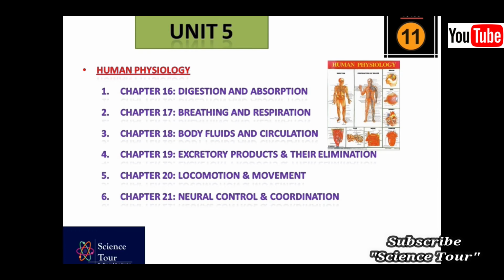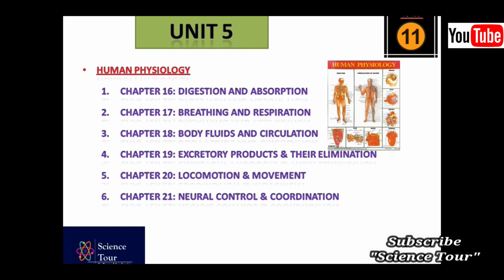Next, chapter number 20, it's locomotion and movement. Here different types of movement like ciliary, flagellar and muscular movement, skeletal muscles, contractile proteins and muscle contractions. Then the skeletal system you will study. Then disorders of muscular and skeletal system like myasthenia gravis, tetany, muscular dystrophy, arthritis, osteoporosis and gout.